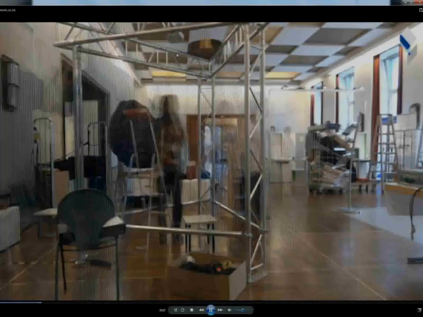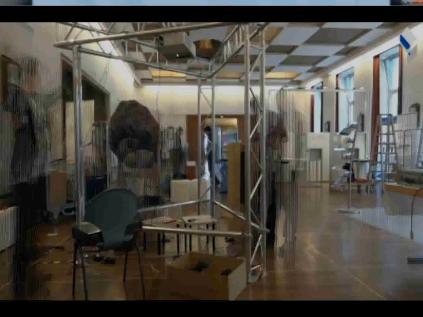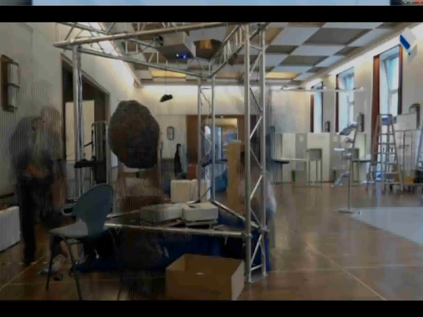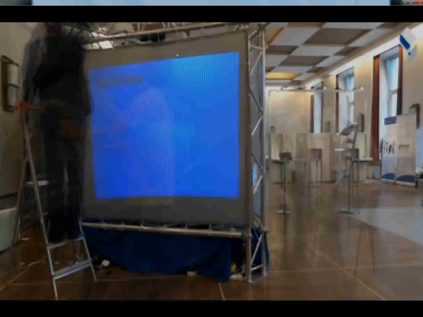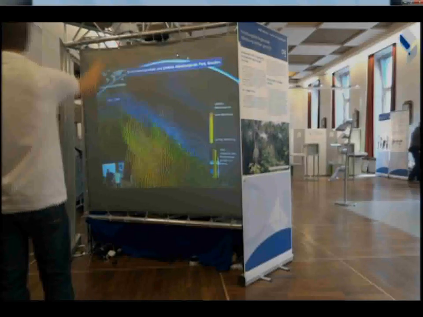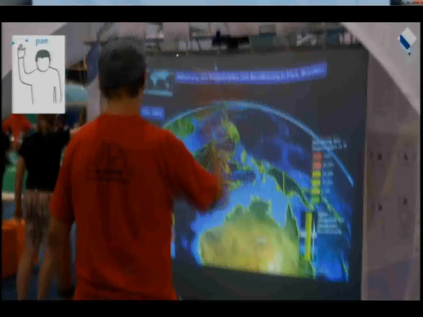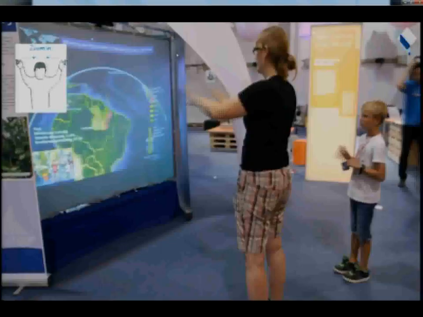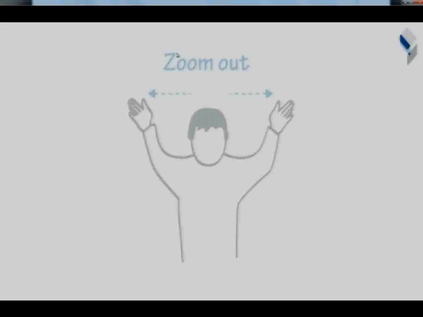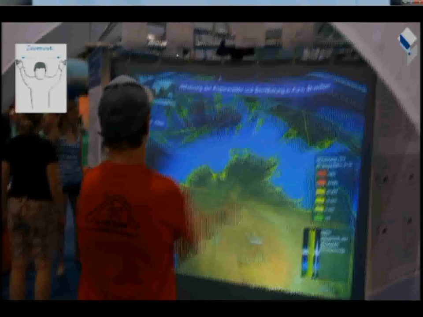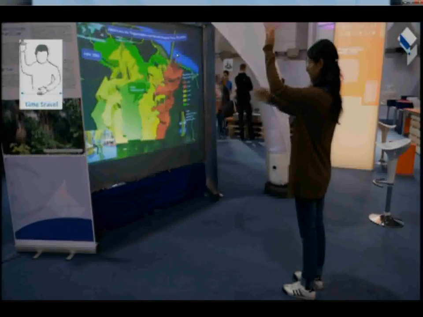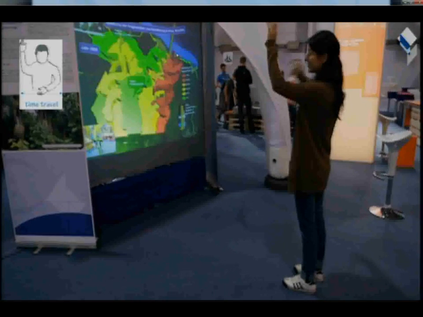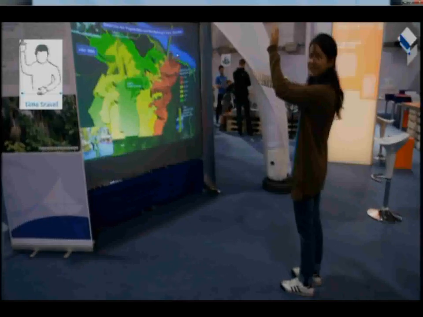This is the metal structure and placing the projectors. Yeah, and there you go. Kids love it. It's very intuitive, isn't it? And zoom out the other way around. I don't know if you can see from the back, she's changed the years, so the values are changing on top of the globe. Everything is linked open data.